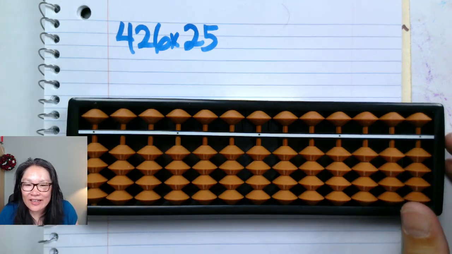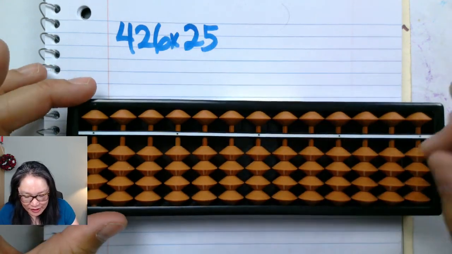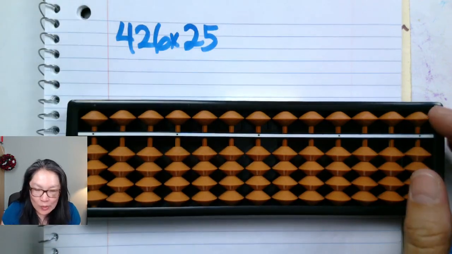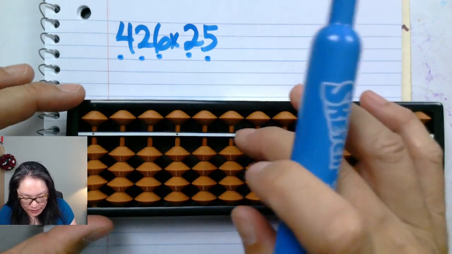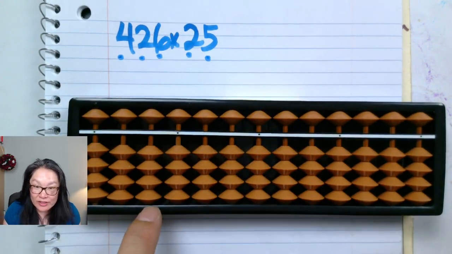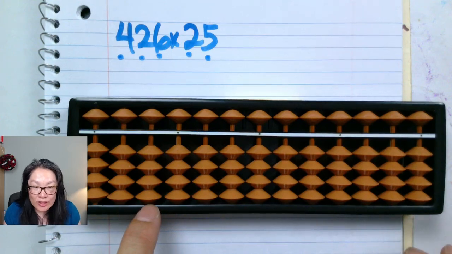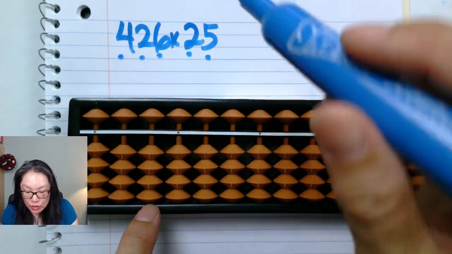Oh, good. Daniel, we got to count our digits. We got to count the digits because we need to know where we're going to put it on the abacus. So we're going to count 1, 2, 3, 4, 5. 1, 2, 3, 4, 5. So I'm going to put my answer here. Does that make sense?